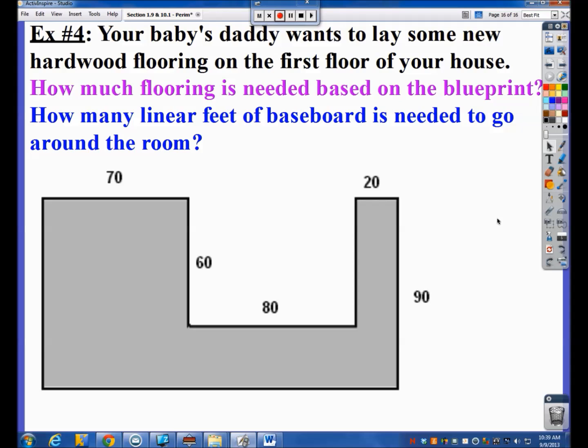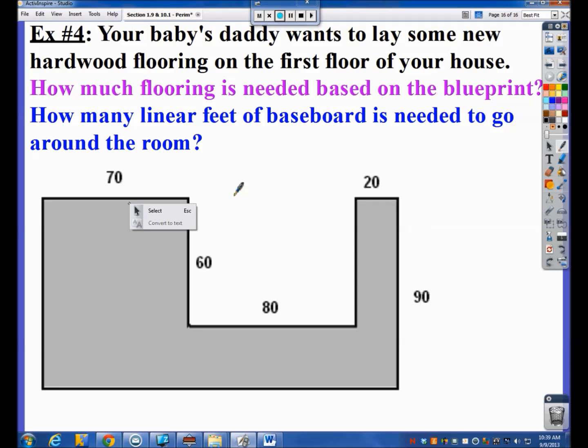Okay? How much flooring? So you need to figure out, is that a perimeter or an area type answer you're looking for? And then question number 2 is, how many linear feet of baseboard is needed to go around the room? Now, some of you may not be familiar with what baseboard is, so let me just describe it to you pretty quick. If you ever look down, and even if you look around the classrooms, there's baseboard technically. Baseboard is what kind of covers up the little space between the floor and the wall.